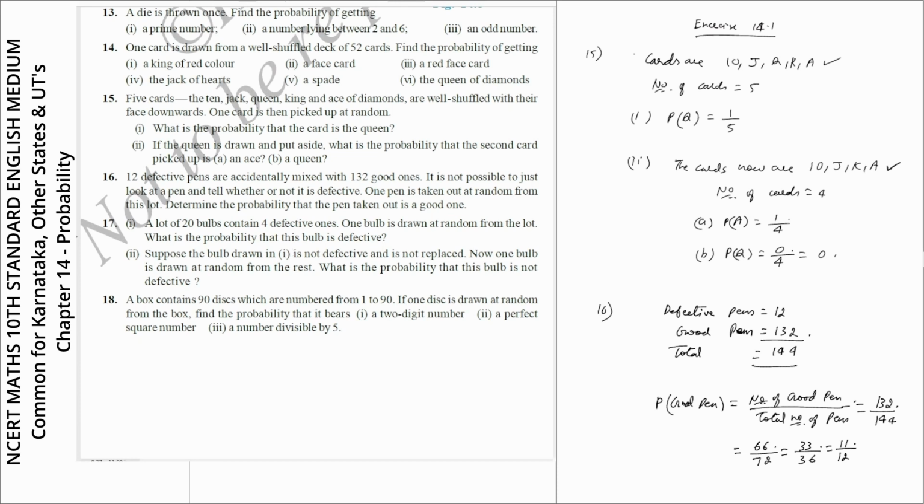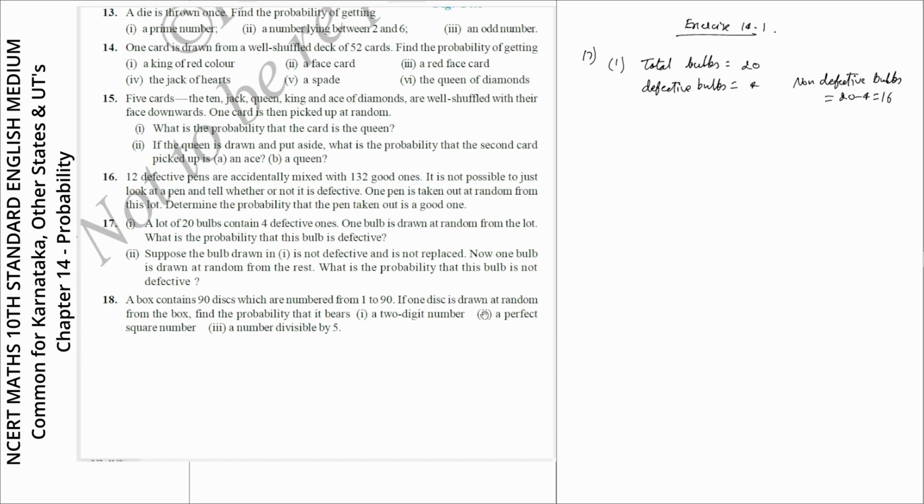Exercise 14.1, question number 7. A lot of 20 bulbs contains 4 defective bulbs. One bulb is drawn at random from the lot. What is the probability that this bulb is defective? So total bulbs is equal to 20, and out of this, defective bulbs is equal to 4. Therefore, non-defective bulbs will be equal to 20 minus 4 is equal to 16.